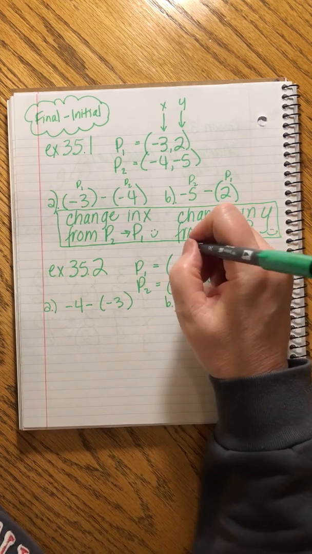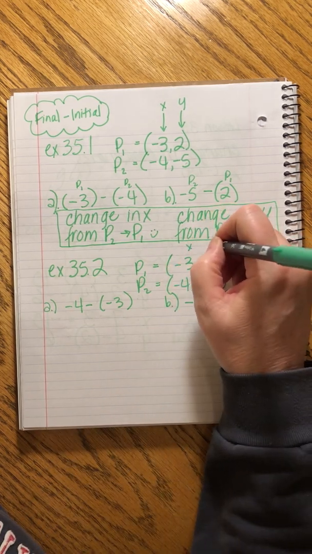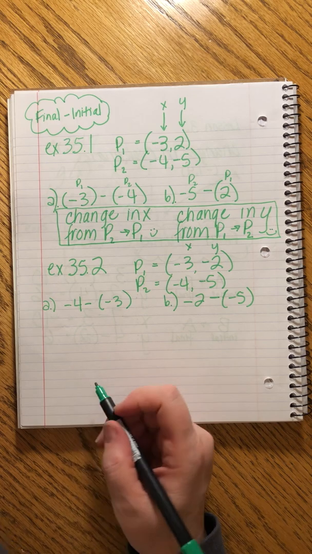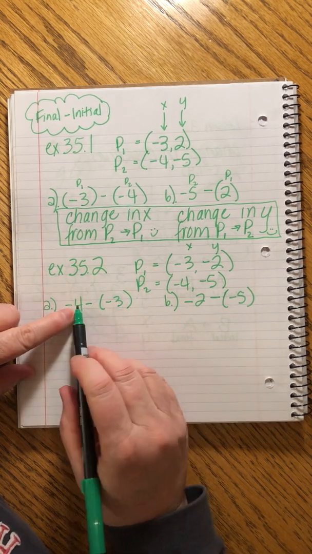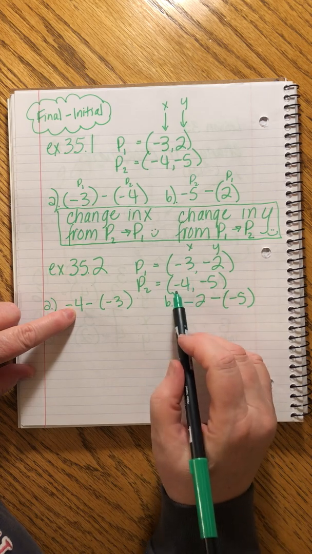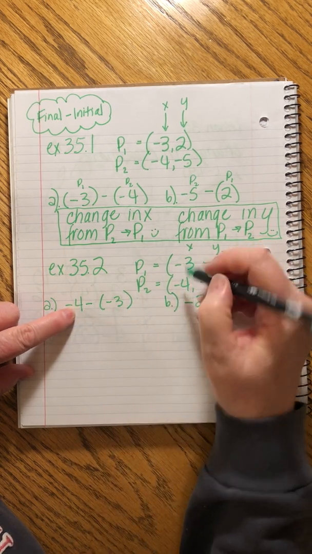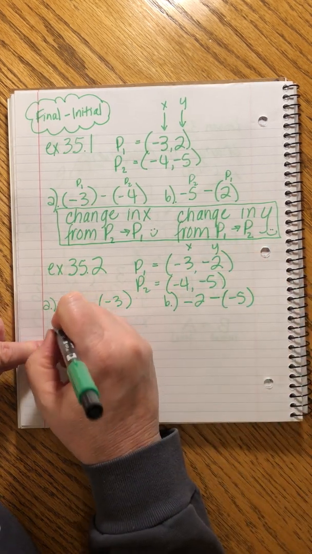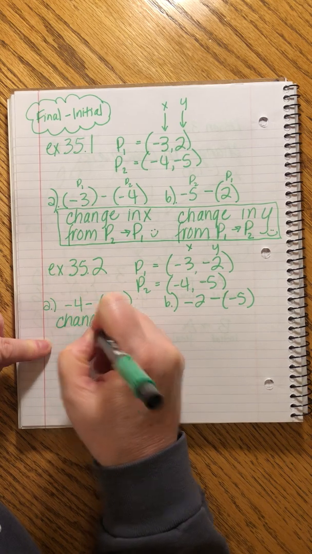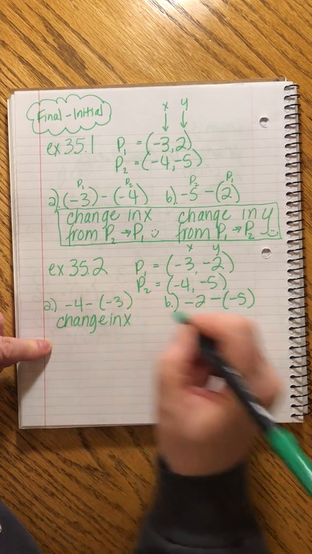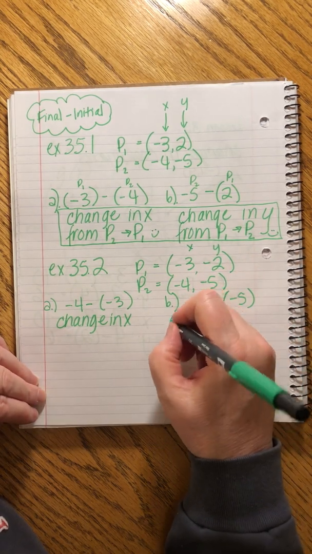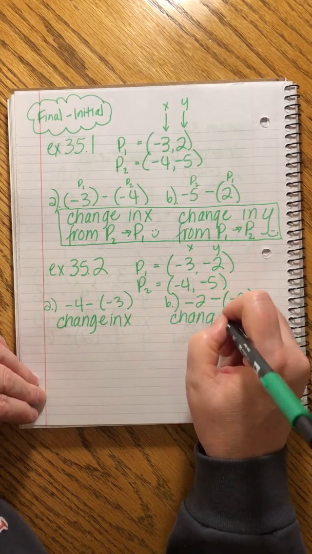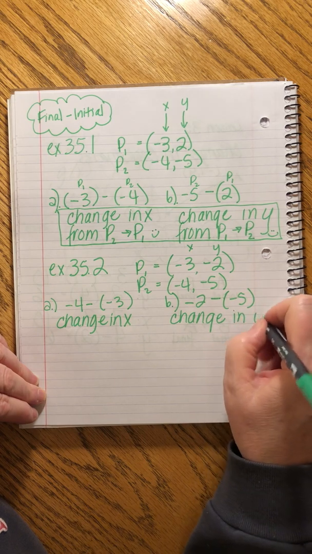Okay, once again, let's get our bearings. These are the X's, these are the Y's. That can be helpful. And let's label, let's figure out which one of these is which. This is the change in X, right? Because minus 4 and minus 3 are the X values. So I'm going to write change in X. And this one is the change in Y's. I can see minus 2 and minus 5. So that's the first part of my answer, to decide which variable.